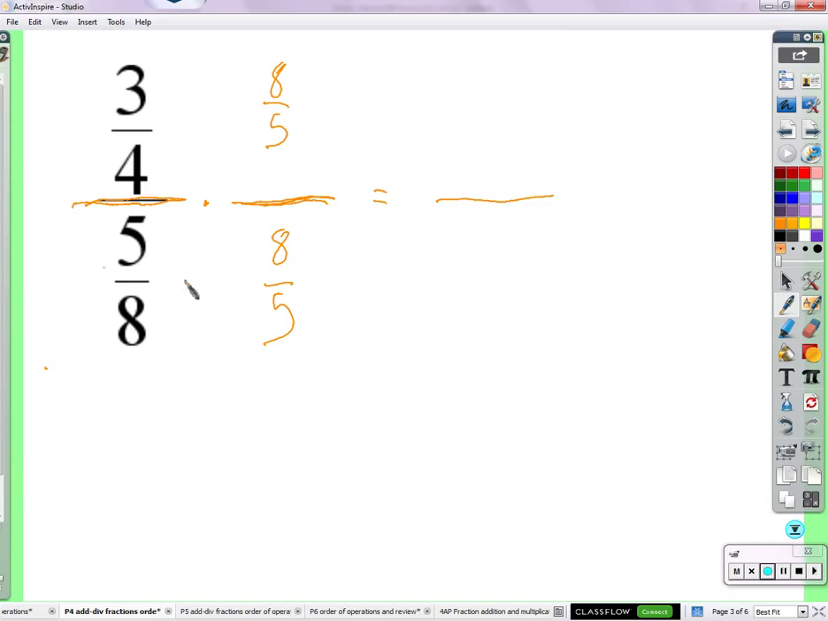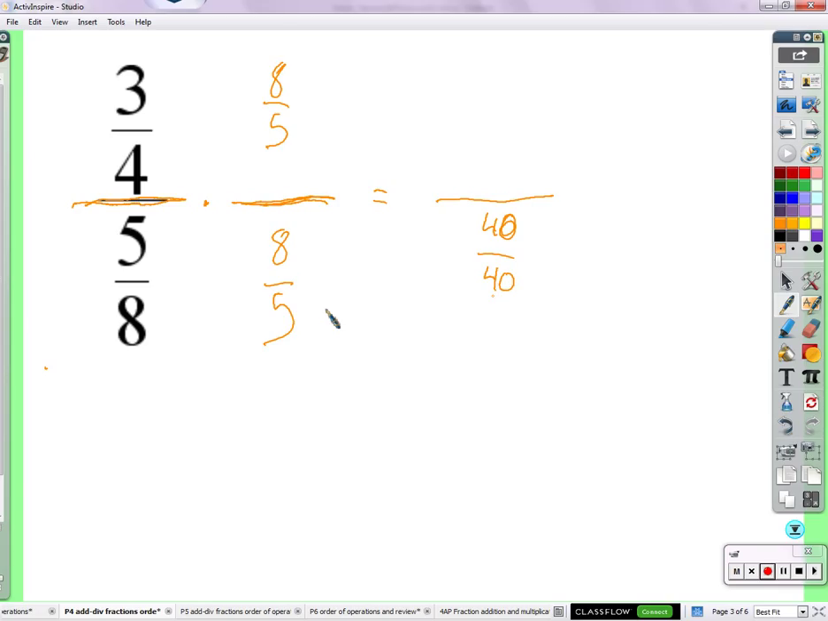Denominator. Let's just multiply the fraction straight across. 5 times 8 is 40. And 8 times 5 is 40. Obviously, 8/5 is the reciprocal of 5/8. What happens when you multiply a fraction by its own reciprocal? You get a whole. You get a whole every time. You get the same number over itself. You get 40 over 40, or whatever those two numbers are.